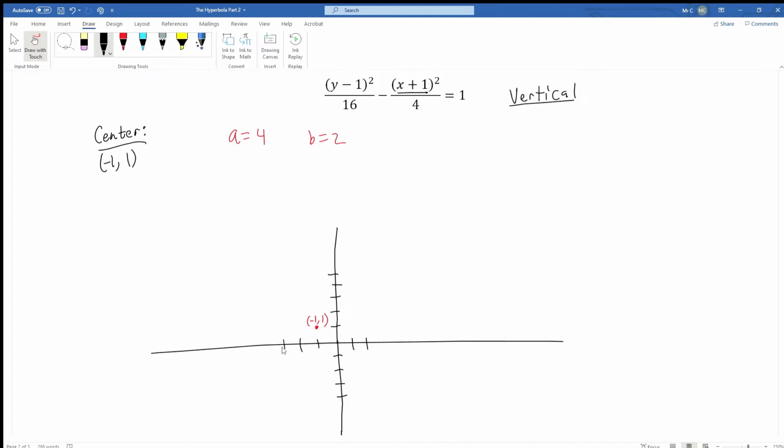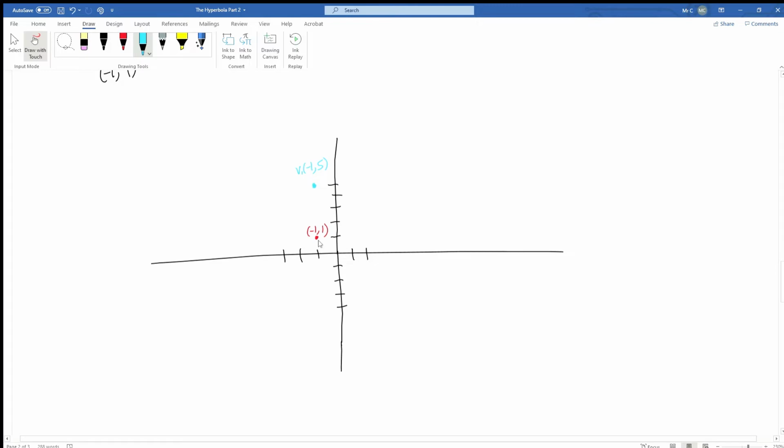And now we're going to go out a distance of a vertically. So if I go up from (-1, 1) and I go up 4, that puts me at (-1, 5). And if I go down, that's going to put me 1 minus 4. That's going to be -3. So that'll put me down here. So my second vertex is (-1, -3).